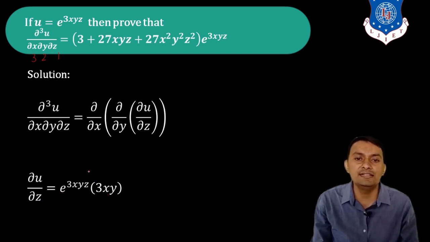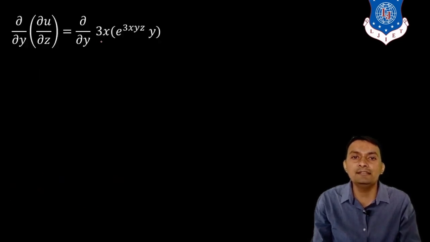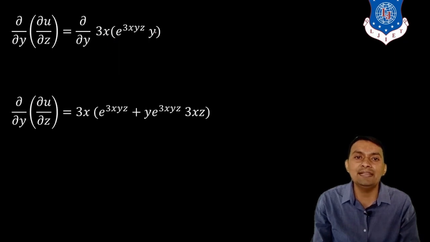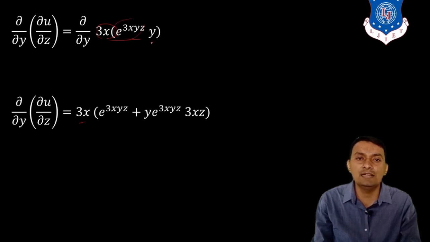Now we are trying to find the derivative of this one with respect to what? Exactly, del by del y. So coming to this, what are we going to get? 3xy into e raised to 3xyz. That means we have to use the product rule. Why? 3x is a constant quantity, so I just keep it as it is. But this is a function of y, and this is also a function of y. That means we have to use the derivative for a product rule.